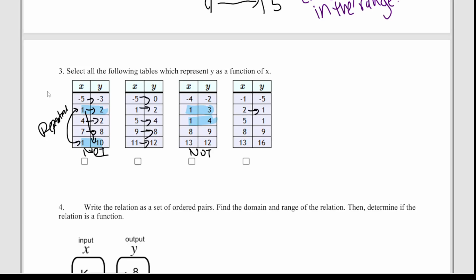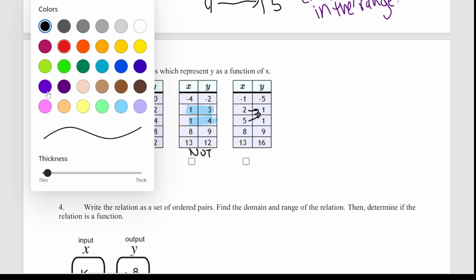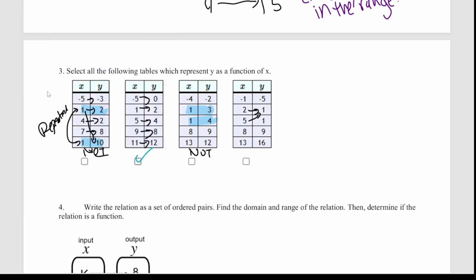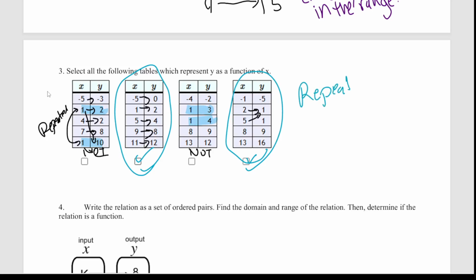It's okay that both 2 and 5 go to 1. That's fine. The key part is that 2 only goes to 1 and 5 only goes to 1. It's not the case that 5 goes to 2 different things. Our x values are not repeated. So our 2 functions are the second table and the third table.